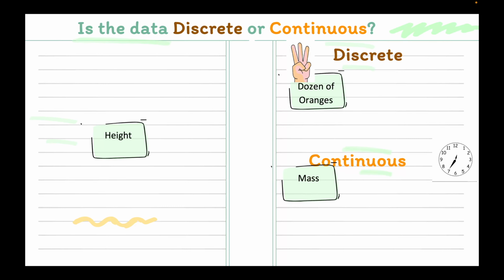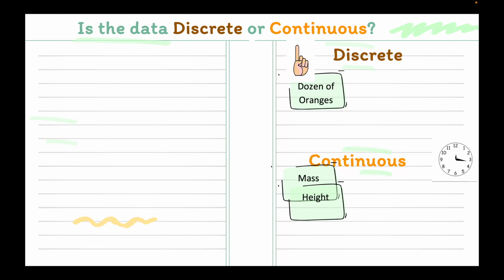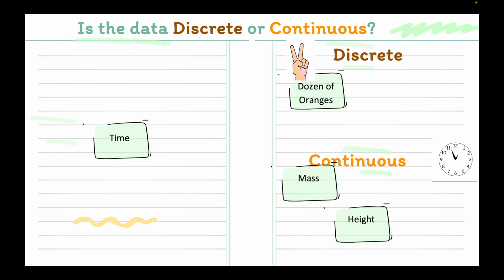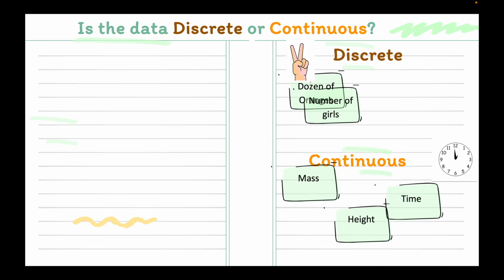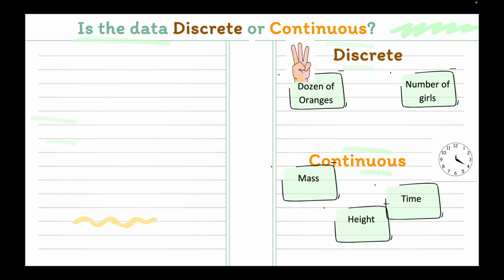Height. Height is measured in centimeters, inches, or in feet. It's continuous data. Time. Time is measured in seconds and different units of time. So it's continuous data. Number of girls. Countable. Discrete data. Number of fish. Again countable. Discrete data.